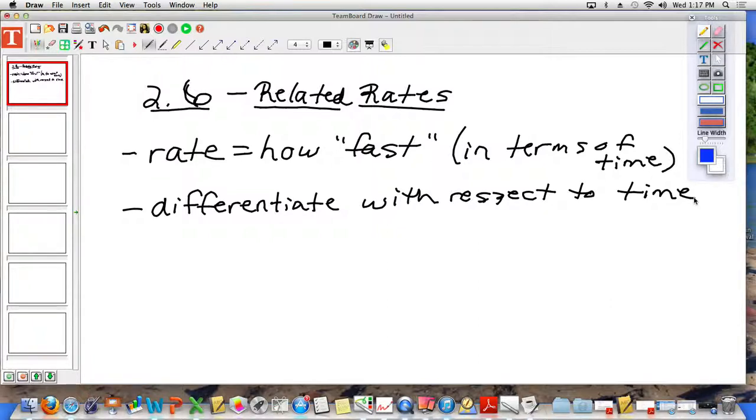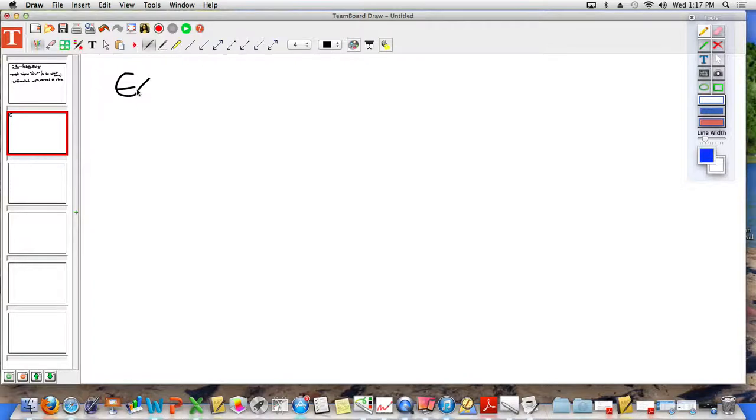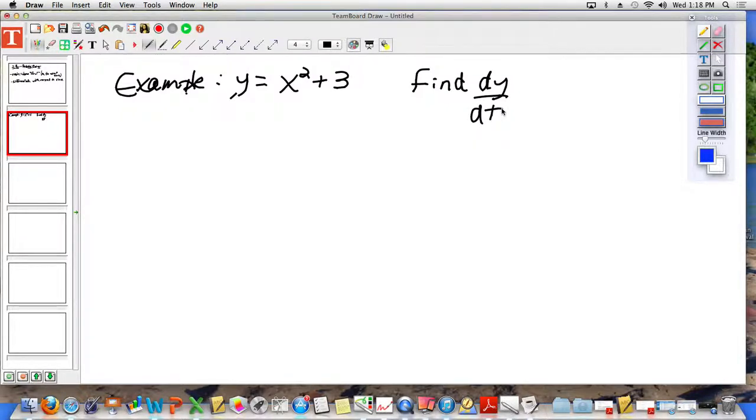So, an example. Can I go to a new page, you guys? Yes. All right, an example. y equals x squared plus 3. And what I want you to do is figure out how fast y is changing with respect to time. So what I want you to do is find dy dt.